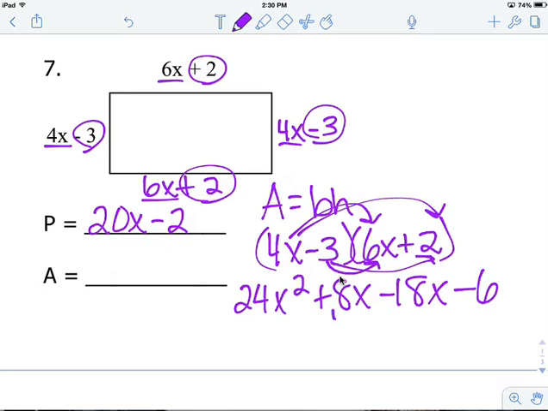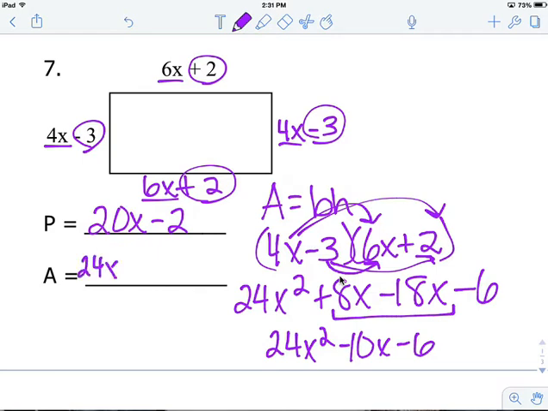Here I can actually combine some like terms. I have 8x and negative 18x, and that gives me negative 10x. So my area is 24x squared minus 10x minus 6. So it's really important you understand the difference between perimeter and area. When you're multiplying, your exponents are going to change, but when you're adding, they are not.